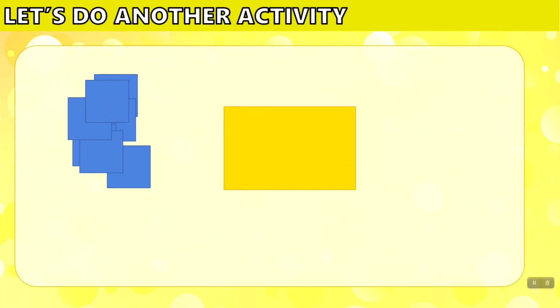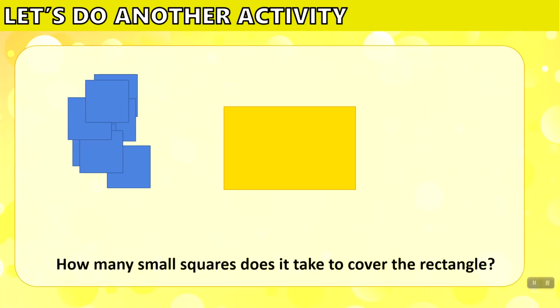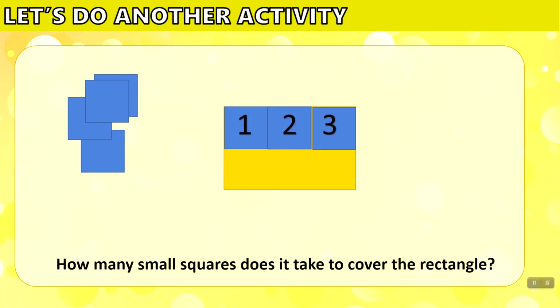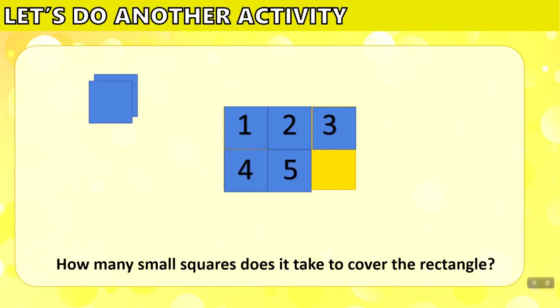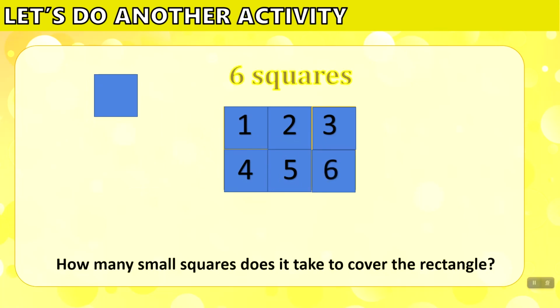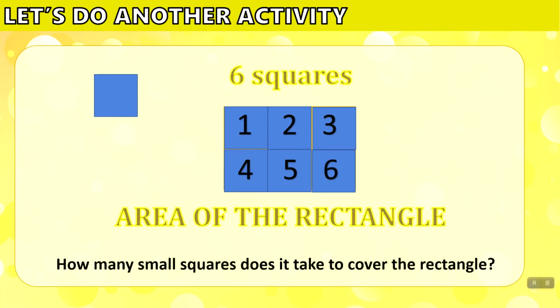Let's do another activity. We have a different rectangle now in the middle of the screen, and we're going to see how many small blue squares it takes to cover that up. So how many small squares does it take to cover the rectangle? Can you take a guess? Let's start. 1, 2, 3, 4, 5, 6. Did you say 6? That's correct. 6 squares. It takes 6 squares to cover the rectangle.